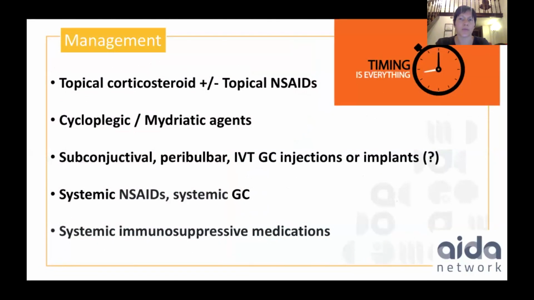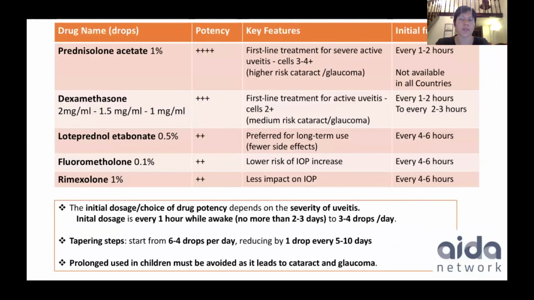The use of topical, regional, and systemic steroid remains valuable for controlling ocular inflammation at the correct dosage, with careful attention to limit their use over time to reduce potential side effects in pediatric patients. Regarding topical treatment, initial dosage and choice of drug potency depend on the severity of uveitis.